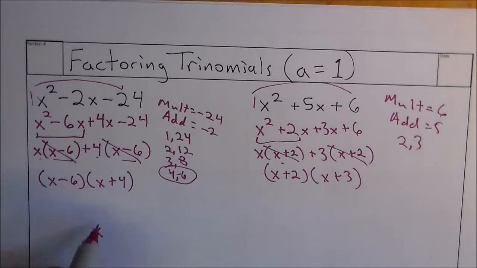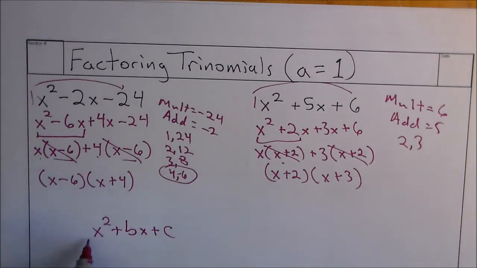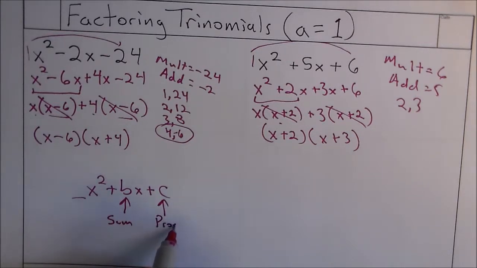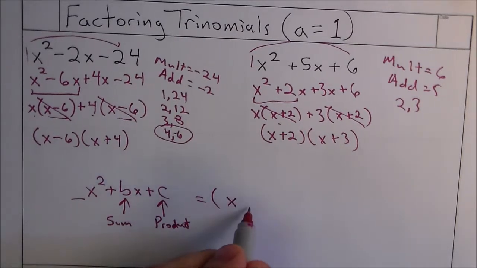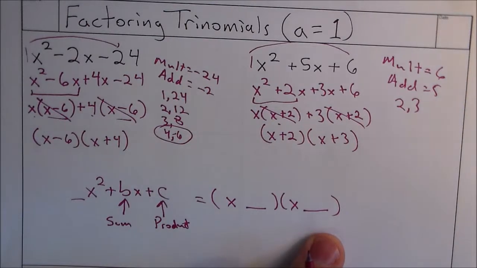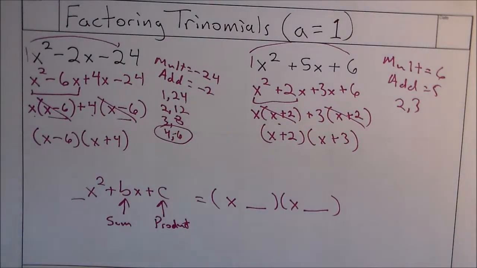So what we can do whenever we have a trinomial with a coefficient of 1, it has to be a 1 here. This is the number for the sum. This is the number for the product. And then that leaves you to the two values that are going to be the factors. So let's see what that looks like.